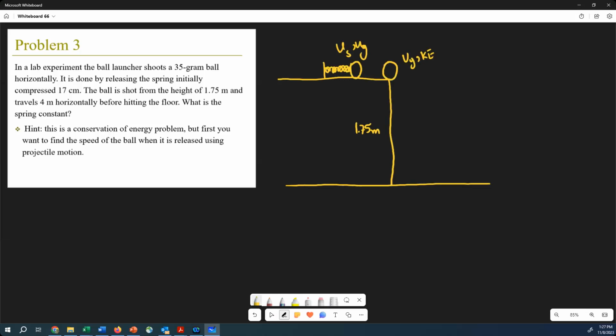And what happened to the ball? The ball reached the ground, and how far did it hit the ground? Okay, it traveled 4 meter horizontally. And what is the mass of the ball? The mass of the ball is 35 gram, or 0.035 kilogram. Yes.